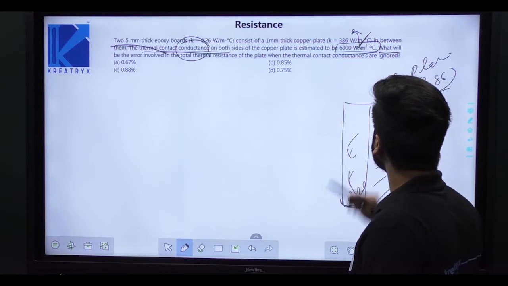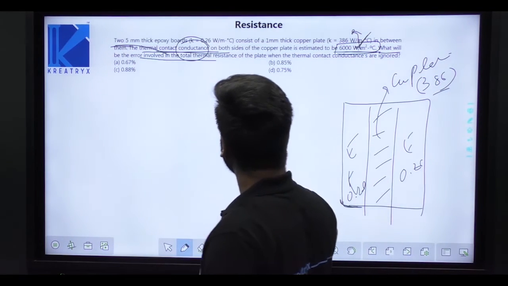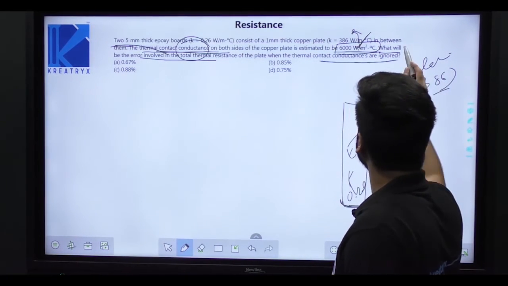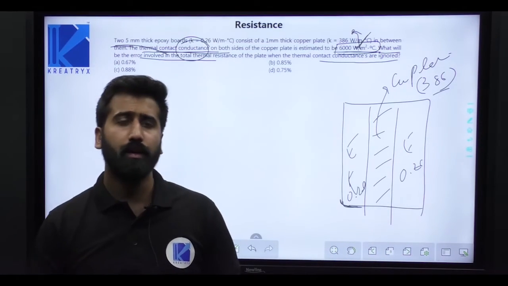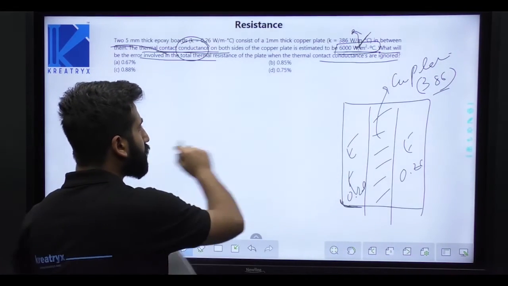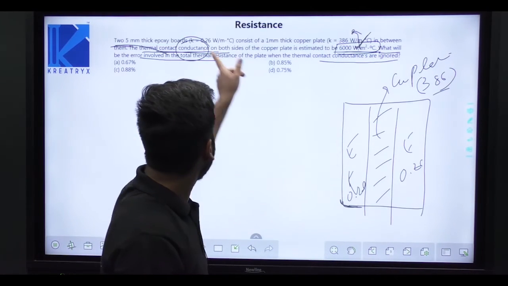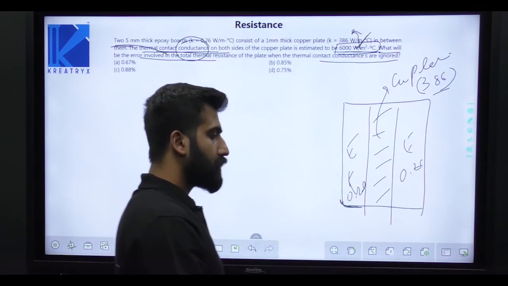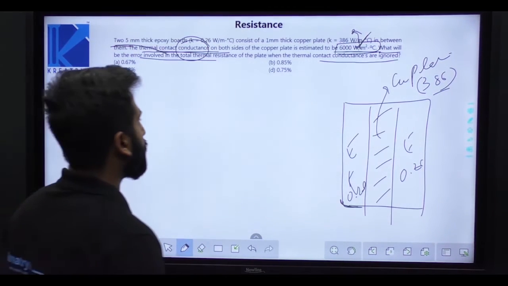First of all, we'll read the question. What will be the error involved in the total thermal resistance of the plate when the thermal contact conductances are ignored? So the first case will be when you find the total resistance including the thermal contact conductance, and the second case will be when you ignore that. You just have to find the error.